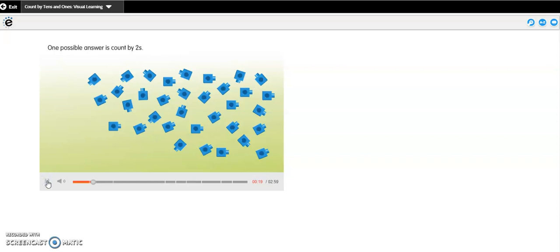One possible answer is count by twos. Another answer is count by fives. Yet another answer is count by tens. How does counting by tens work? Think about this question as you do the activity that comes next. How many cubes are there in all?